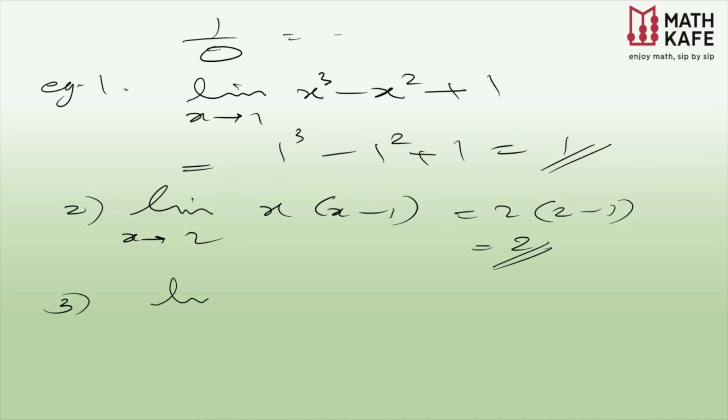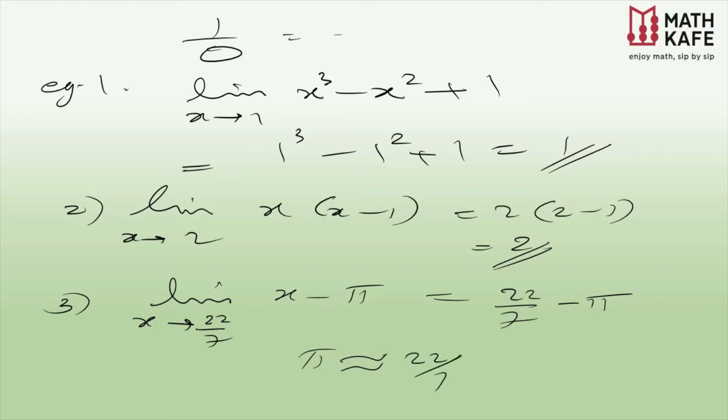Maybe I will consider another example as limit x tends to 22 by 7, x minus pi. What is this value? X tends to 22 by 7, x minus pi. Can I write this as 0? No. 22 by 7 minus pi only. You must know that pi is not equal to 22 by 7. Pi is approximately, we take it as 22 by 7. So don't conclude this as equal to 0.